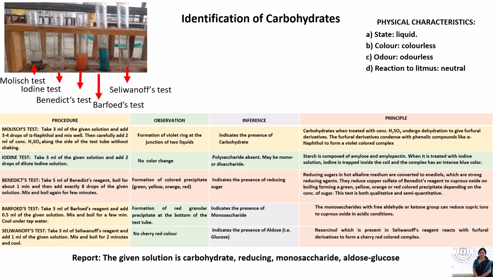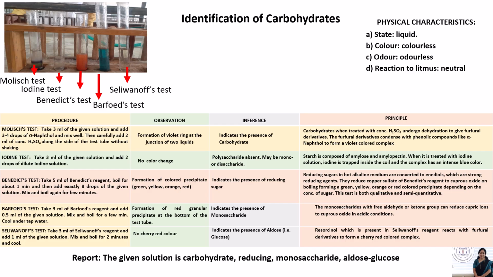So the next test we need to perform is Barfoed's test to know whether this reducing carbohydrate is a monosaccharide or not. So this Barfoed's test is mainly done to identify whether the carbohydrate is monosaccharide or not. So if there is a formation of a red granular precipitate at the bottom of the test tube, it indicates the presence of monosaccharide. What's the principle behind this test?